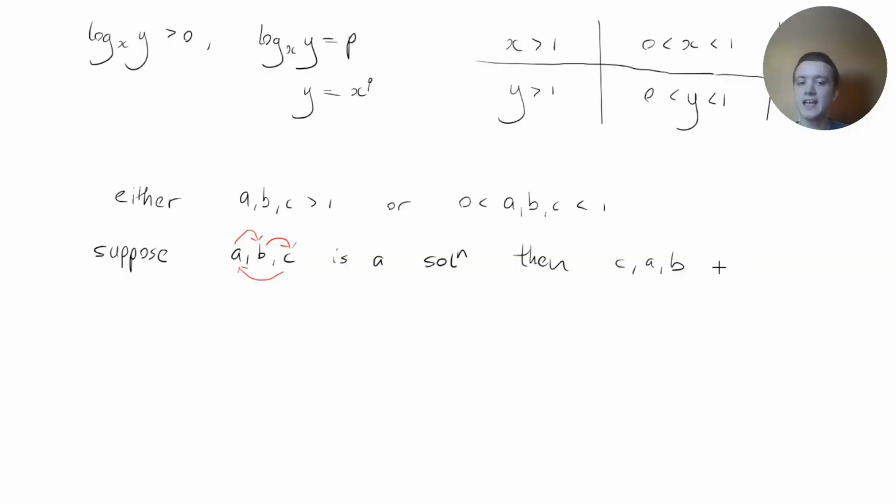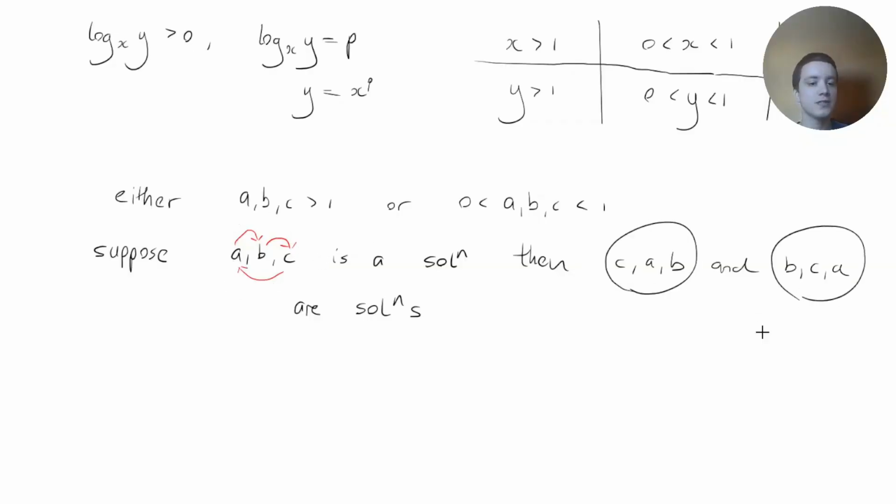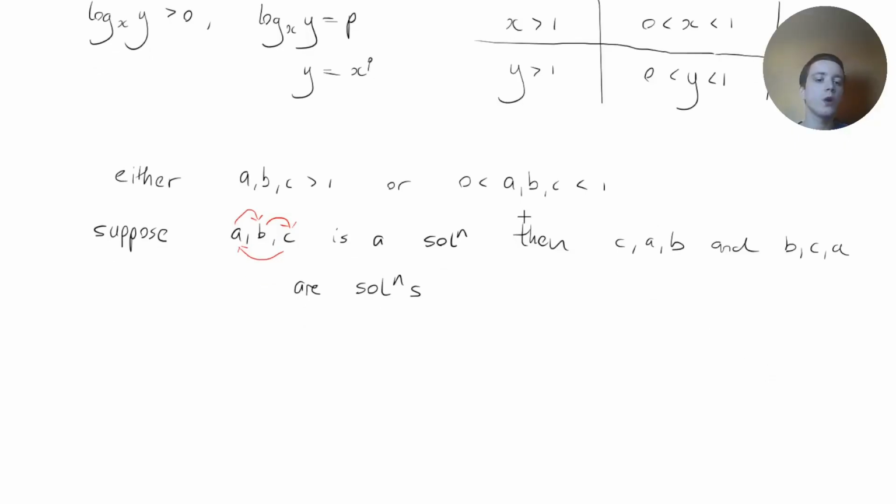And by a similar argument, if we shift everything along by 1 again to get B, C, A, this is also going to be a solution. So we know that if we have this one solution, we get these other two sets of solutions. So why is this helpful? Well, A, B, and C are just letters. So if we started with a solution, A, B, C, and shifted it along to get, for example, C, A, B, we could just rename these letters A, B, C.